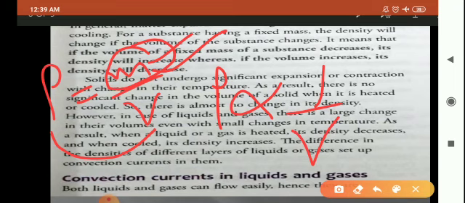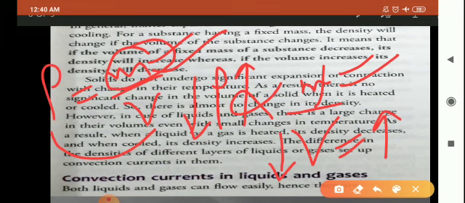How can you say that they have an inverse relation? Means if you are taking mass fixed, mass is not changing, then density and volume are inversely related. How? Suppose your volume is increasing, then density will decrease. Same way, if your volume is decreasing, then, because of the inverse relation, density will increase.